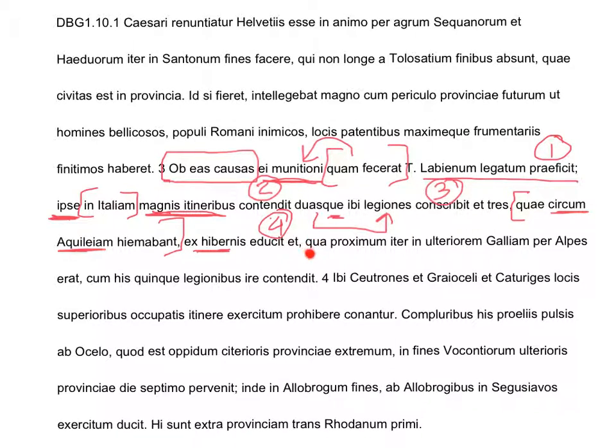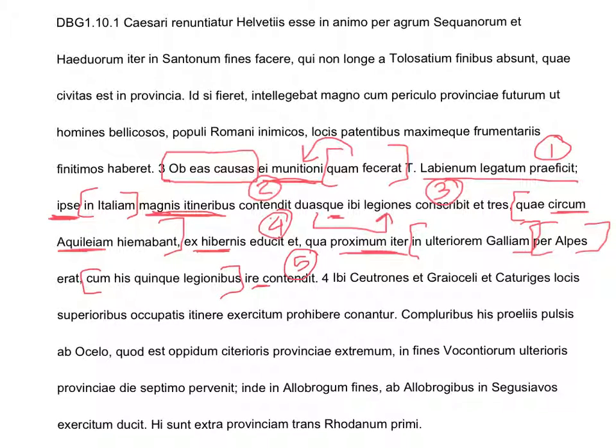And on that route, in the place where, proximum iter, noun adjective pair, prepositional phrase, into ulterior Gaul, another prepositional phrase, through the Alps. So let's see. In the place where the trip into ulterior Gaul through the Alps was nearest, cum his quinque legionibus, prepositional phrase. Oh, and here's the 5th thing Caesar did, right there.